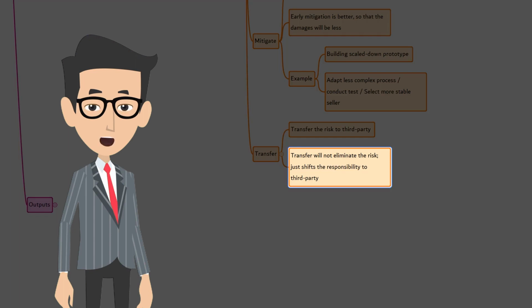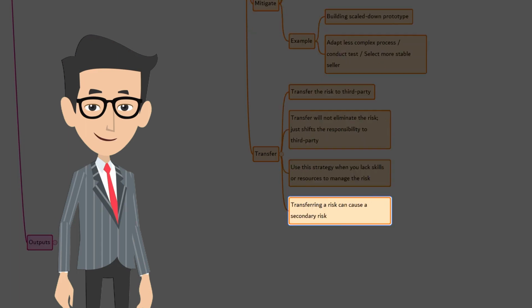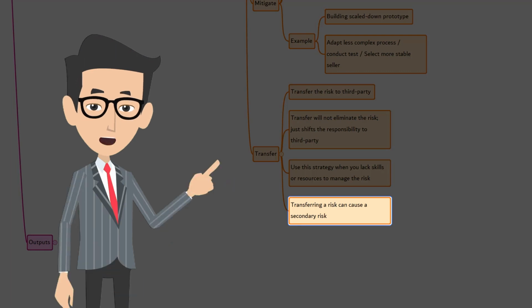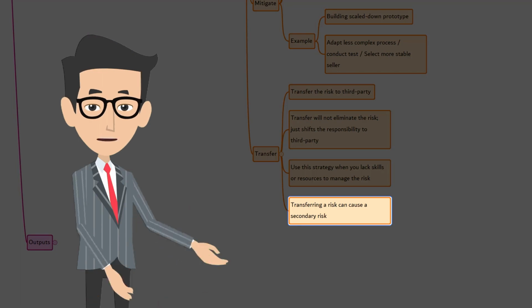Here, with the third party, you can use a fixed price contract so that the risk from the buyer side gets reduced. You can use the strategy when you lack skill or resources to manage the risk. Since you have transferred all the responsibilities as a whole to the third party, now it becomes their responsibility to complete the task within the agreed time and budget. But don't forget the fact that transferring a risk can cause a secondary risk. For example, although you had given the work to the third party and it's their responsibility to manage the risk, still you are accountable for the deliverable.